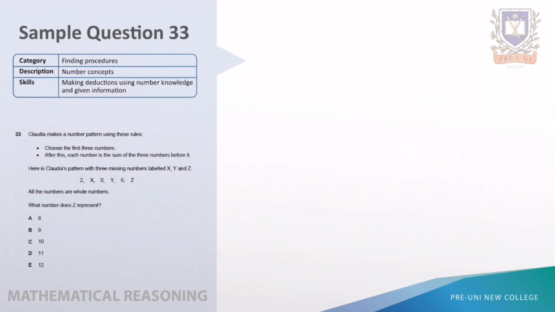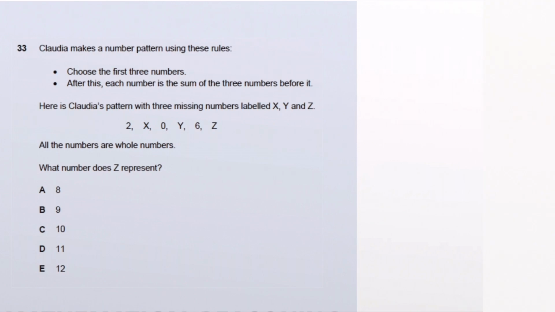For question 33, we have the category finding procedures, description number concepts, and skills making deductions using number knowledge and given information. So Claudia makes a number pattern using these rules. Choose the first 3 numbers. After this, each number is the sum of the 3 numbers before it. Here is Claudia's pattern with 3 missing numbers labeled X, Y, and Z. So we have the pattern here. All the numbers are whole numbers. What number does X represent? What number does Z represent?